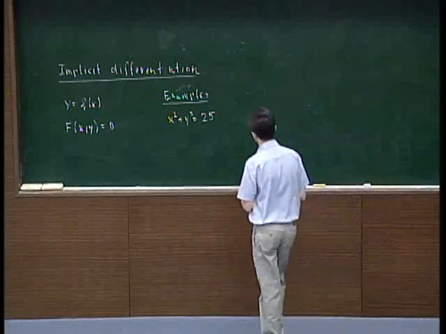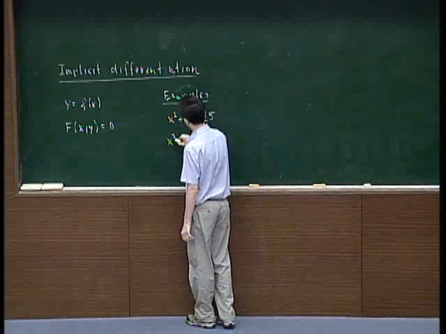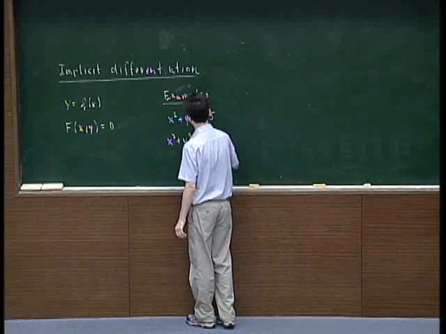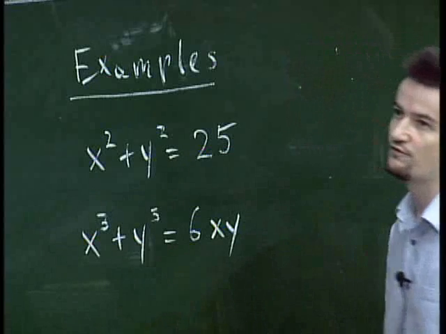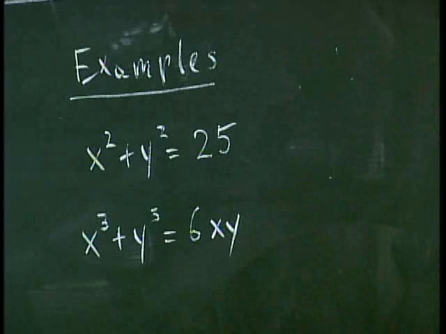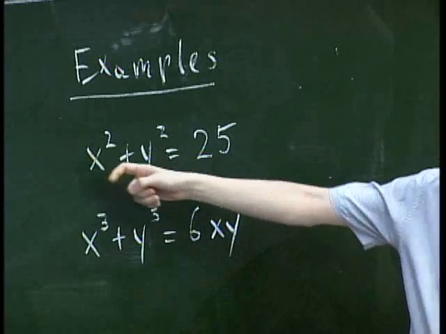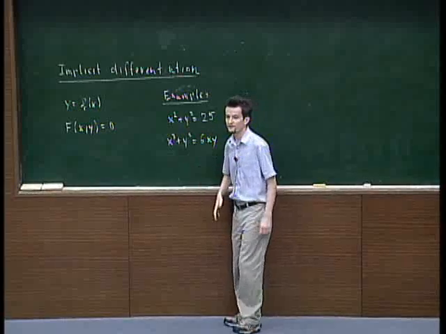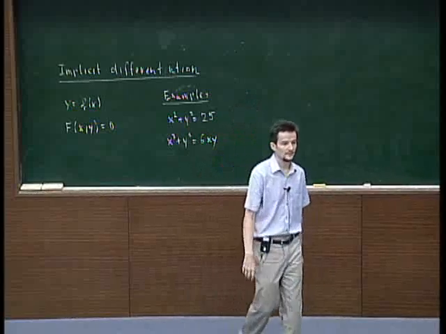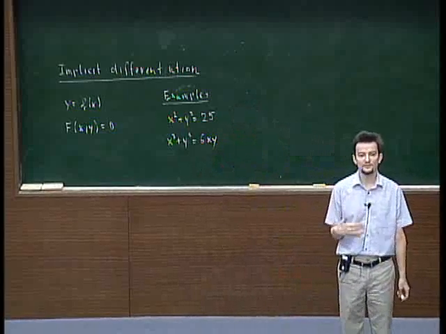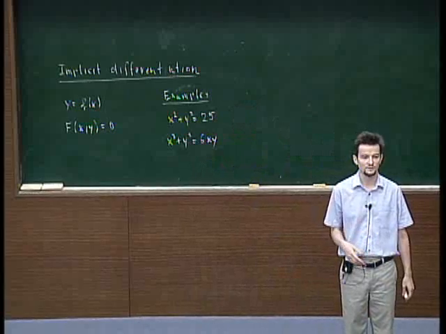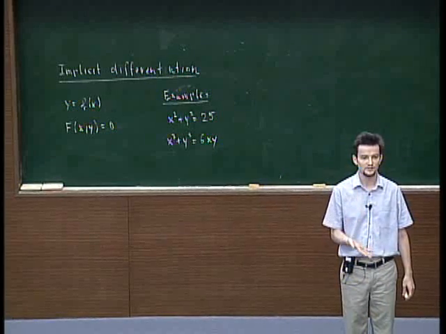And we saw also another example, x cubed plus y cubed is equal to 6xy, the so-called folium of Descartes. Here in this case, it's already more complicated to solve for y. Okay, and our aim is to find the derivative. So we assume that if we can solve for y, y will be a function of x, and under some conditions, this function might be differentiable.